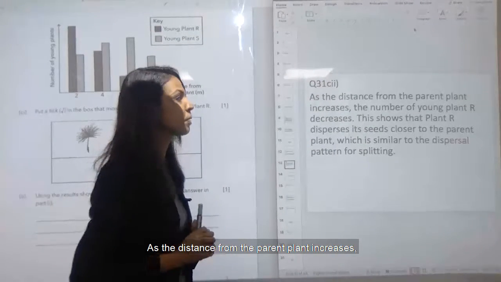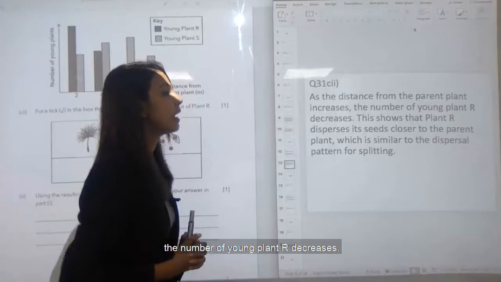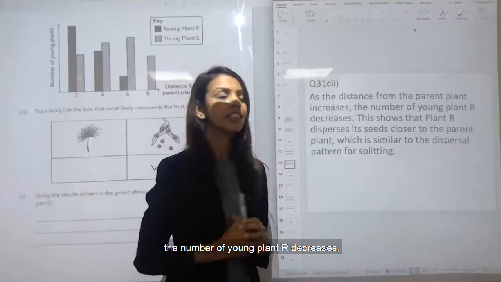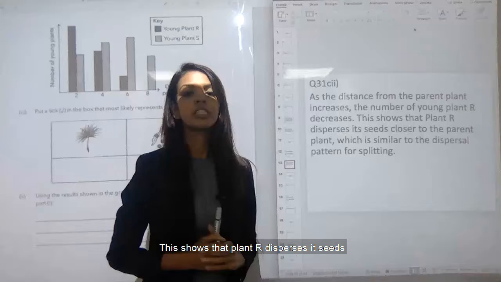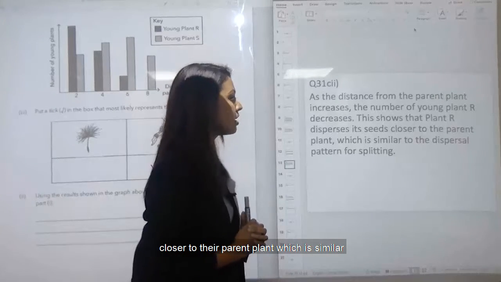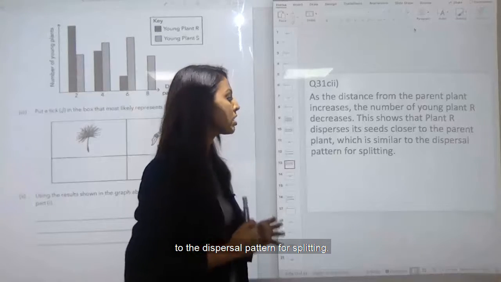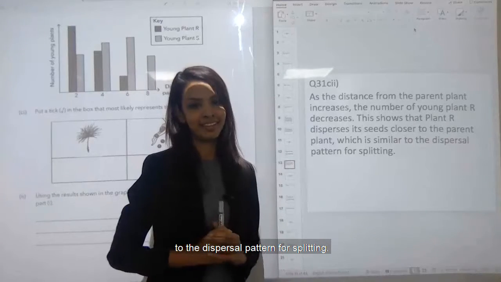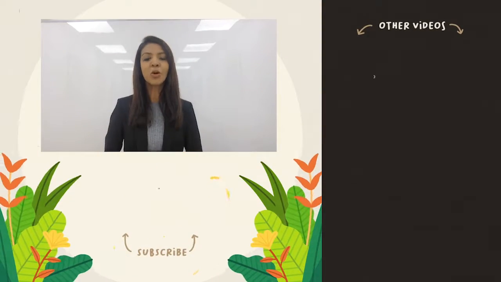As the distance from the parent plant increases, the number of young plant R decreases. This shows that plant R disperses its seeds closer to the parent plant, which is similar to the dispersal pattern for splitting.